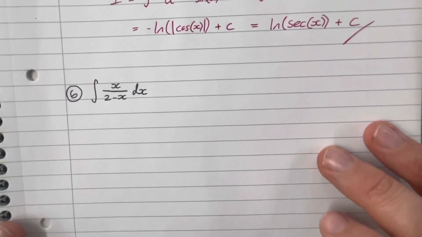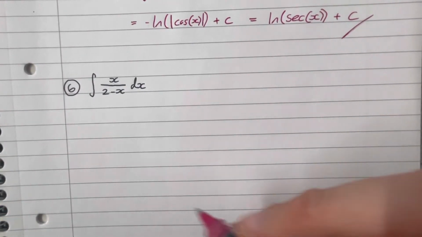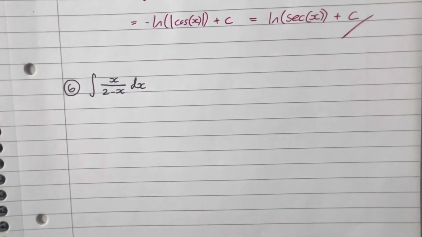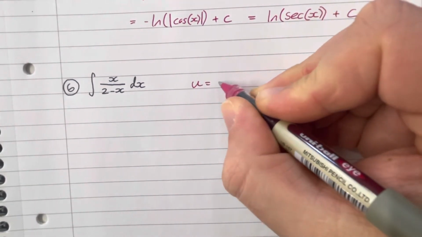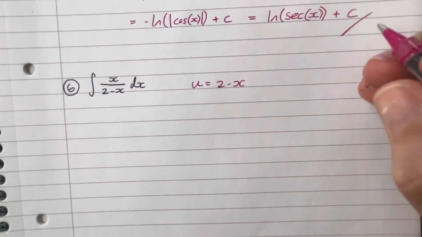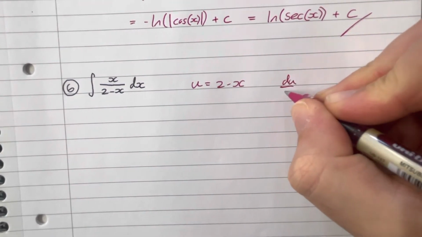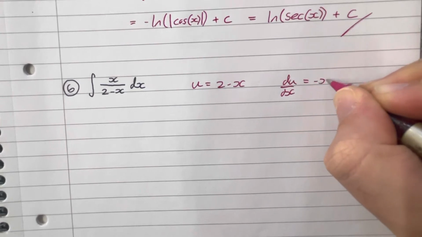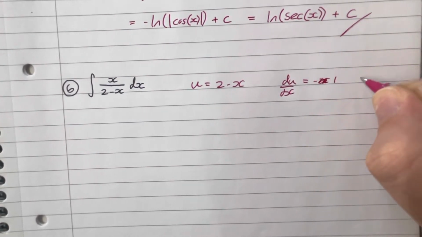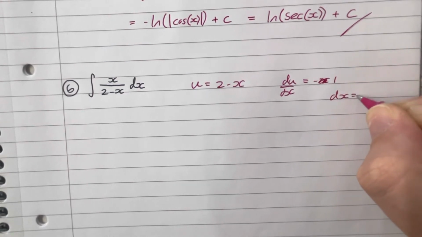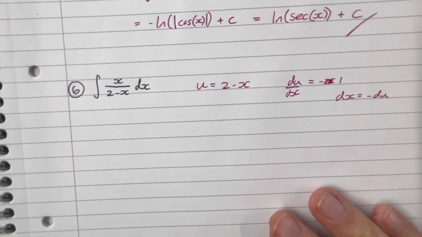And one final example here. We've got x divided by 2 minus x. So I'm going to introduce a new variable, which is going to be 2 minus x. It's the denominator. So du by dx is minus x. Oh, sorry, is minus 1. Apologies. That tells us that dx is going to be equal to minus du.